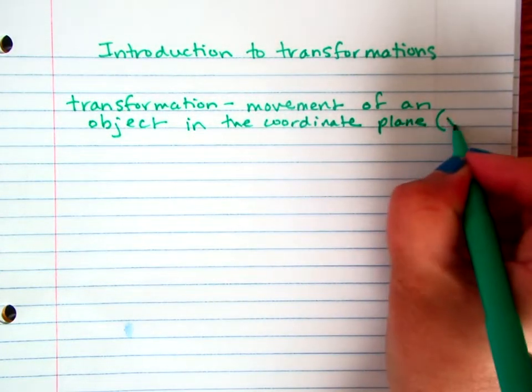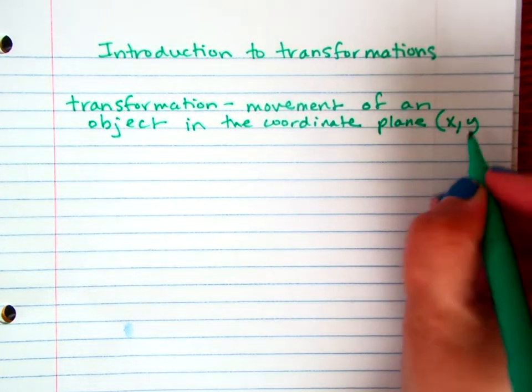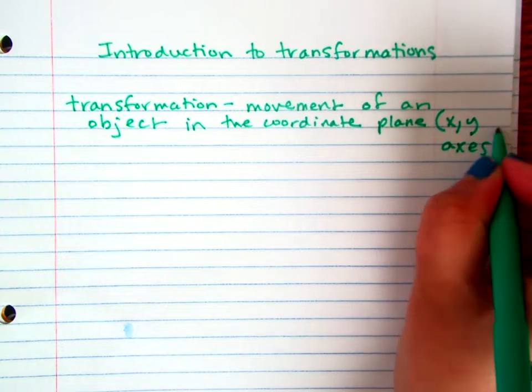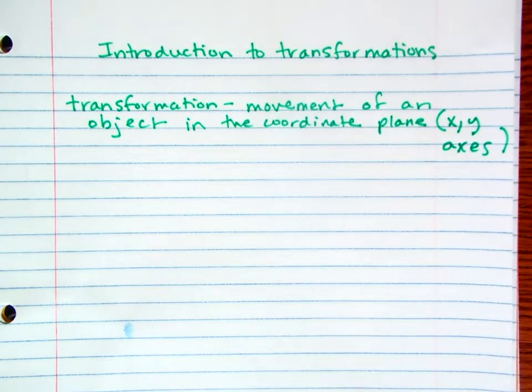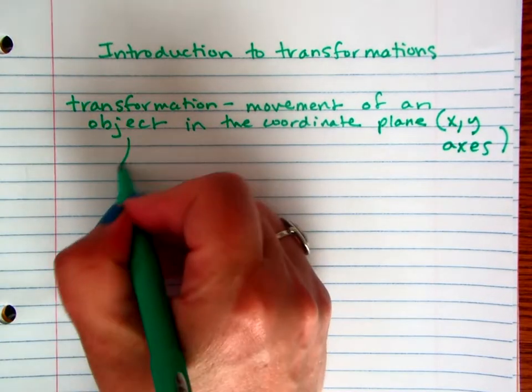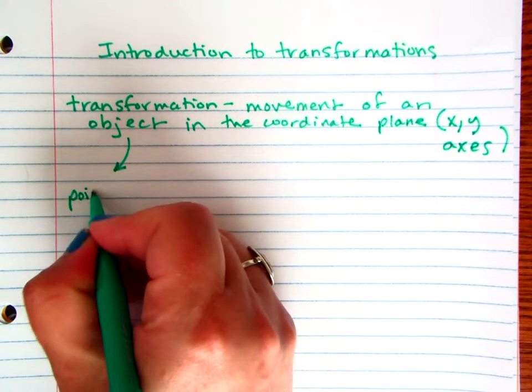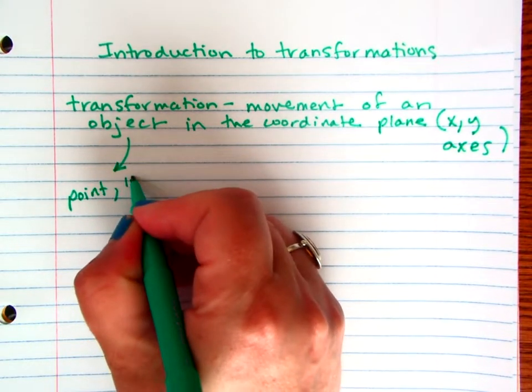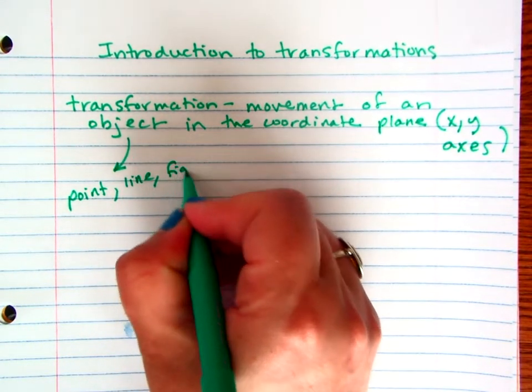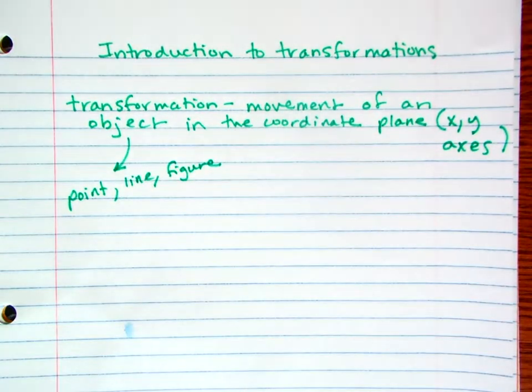Okay, so what we're going to be looking at is just on the XY axes. Okay, so on the coordinate plane. The object could be a point. It could be a line. It could be a figure of some sort. There's a lot of options there. Okay, so now the first type we're going to be looking at, we're only going to look at one today.